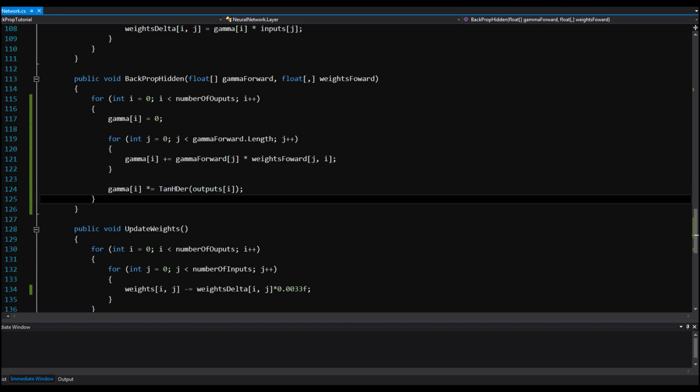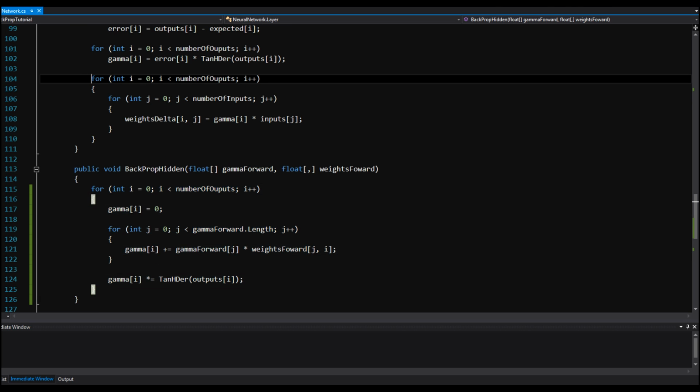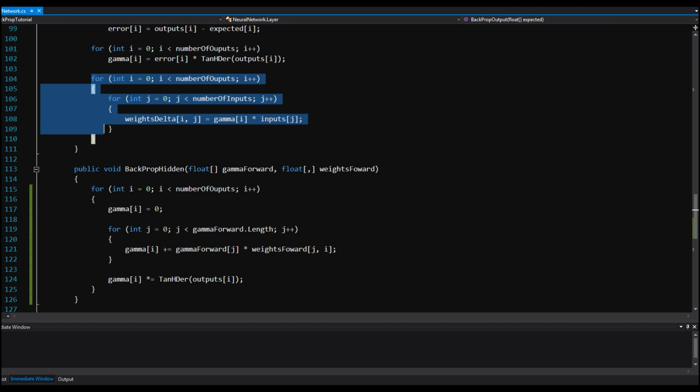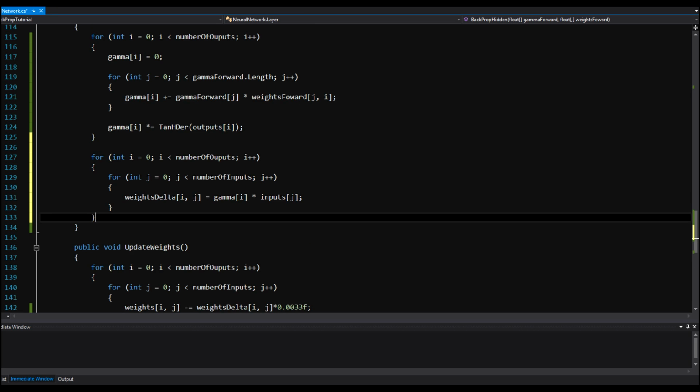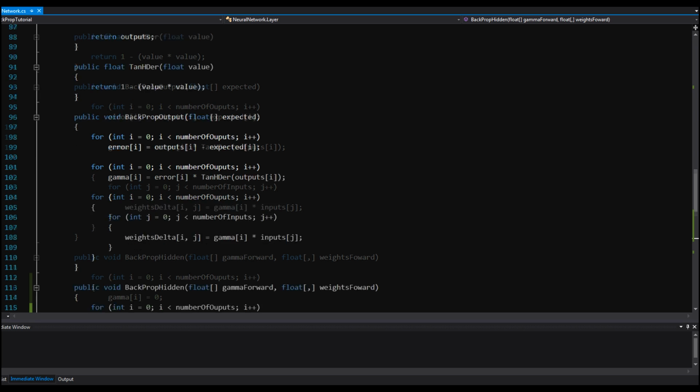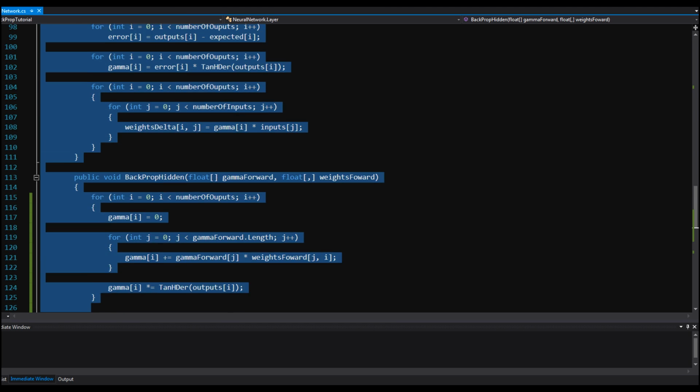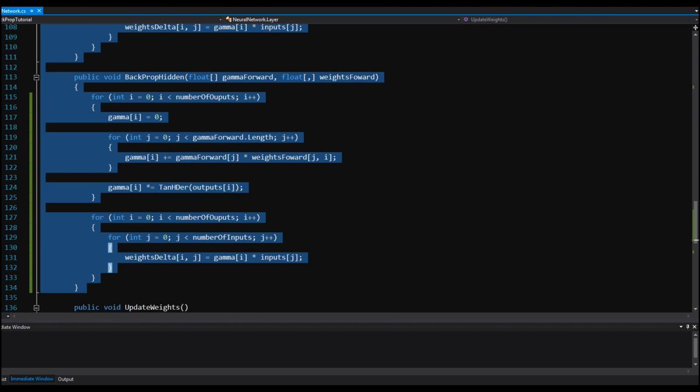Now we've basically just calculated our gamma value for this hidden layer, and we can literally just copy paste this little bit of code to get our new delta weight values for this hidden layer. Just paste them here, and we're pretty much done. Just these two methods now take care of our whole backpropagation algorithm.